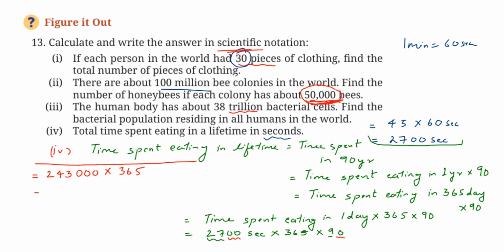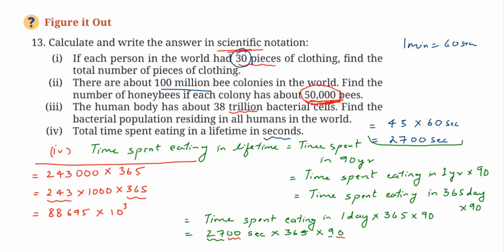Now how can I write this? I want the base 10 to the power something, right? So I'm going to split this. I can write it as 243 times 1000 times 365. So here I have to multiply these three-digit numbers. Multiply 243 and 365, you get a very big number. I know the number, I have multiplied already. It is 88,695 times 1000.